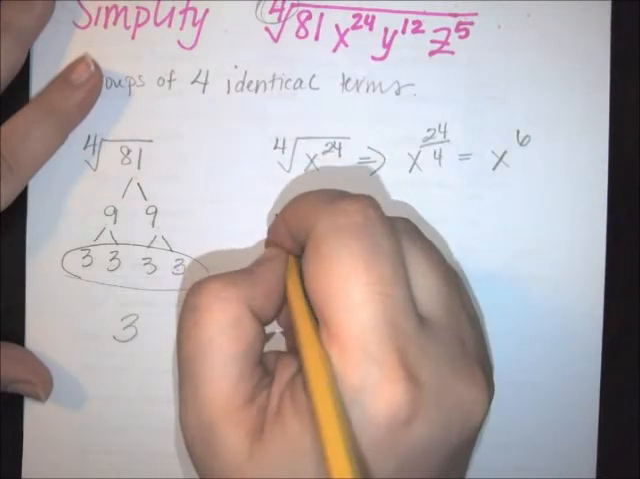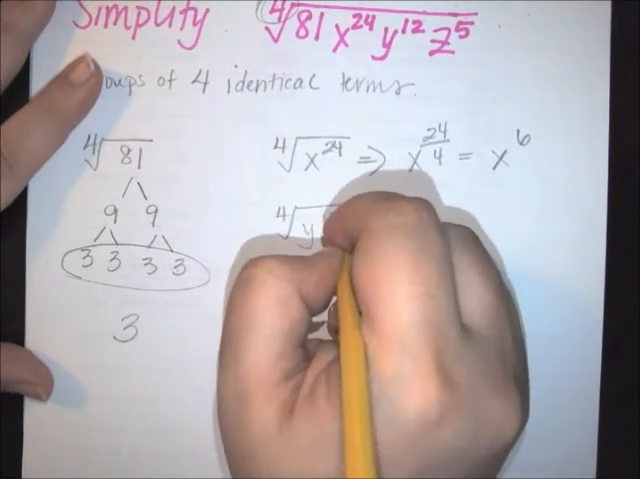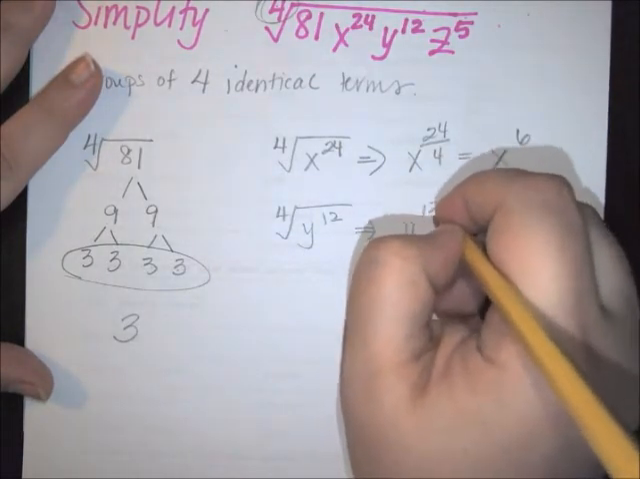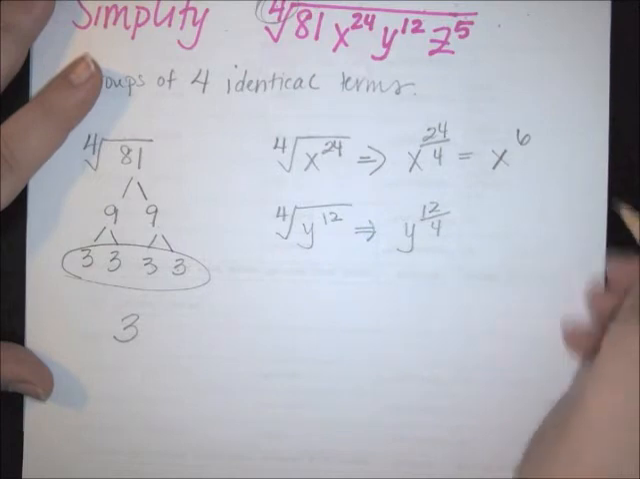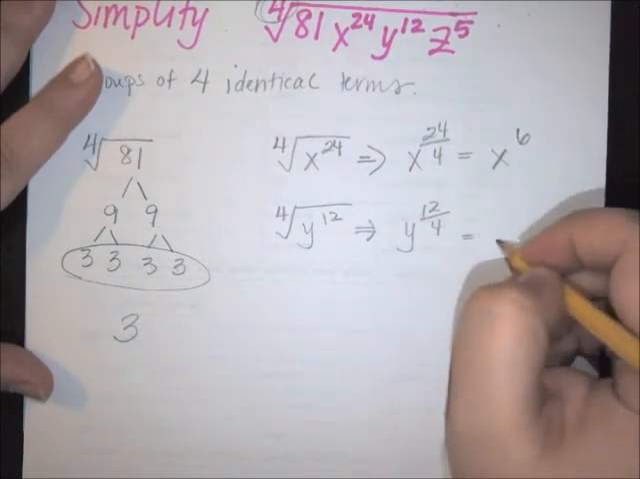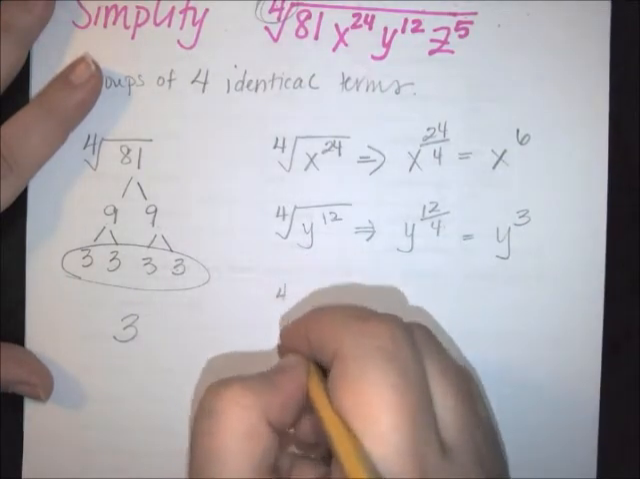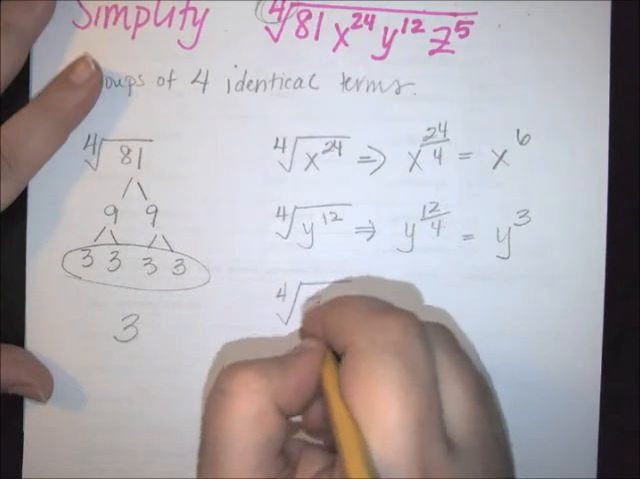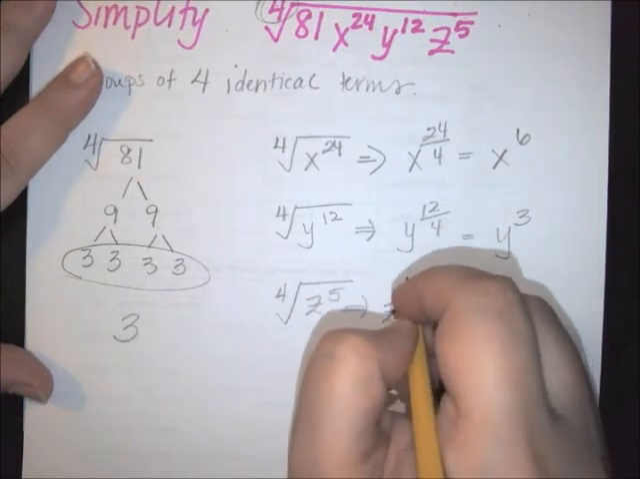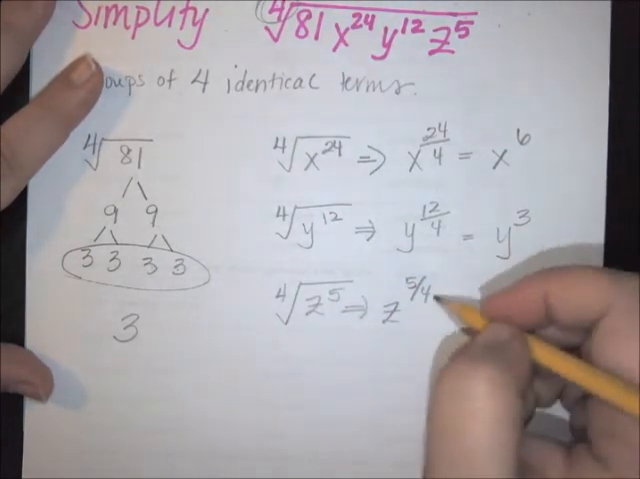Now I have the 4th root of y to the 12th, and again we're going to do the same thing. Y to the 12 over 4, and we ask ourselves, does this reduce down nicely? And it does. This is going to become y to the 3rd. Last, I have the 4th root of z to the 5th. Again, we're going to look at z to the 5 over 4. And does this break down? Well, the answer is no.